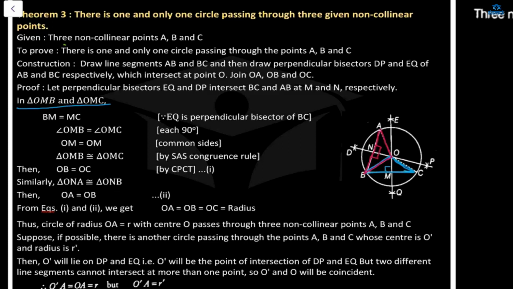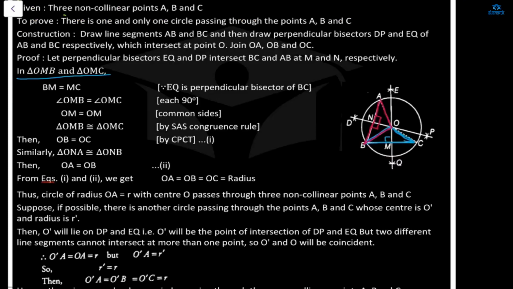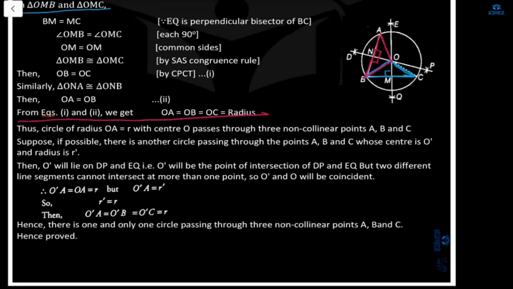OB is equal to ON. And we have already seen that OB is equal to OC. So OA is equal to OB is equal to OC, which is equal to the radius of the circle. Now we have to prove that from all these 3 points, only a single circle can pass.